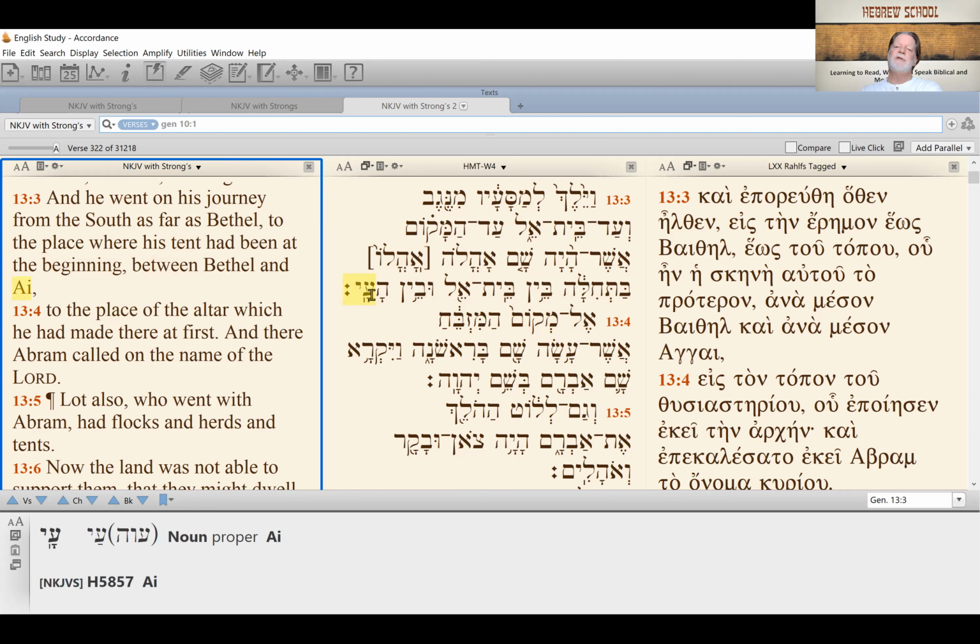Now in English, we would just say between Bethel and Ai. But the standard way of doing it in Hebrew is to use the word Bain twice. So it's between Bethel and between Ha'ai. So just be aware of that. And you get used to it because it happens all the time.